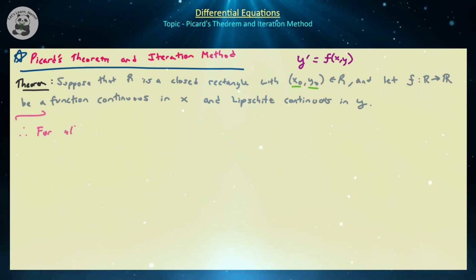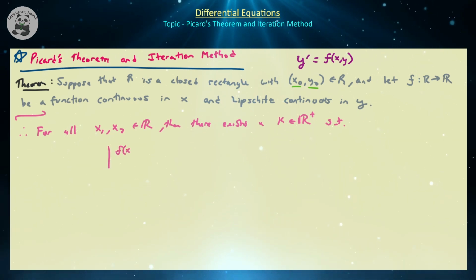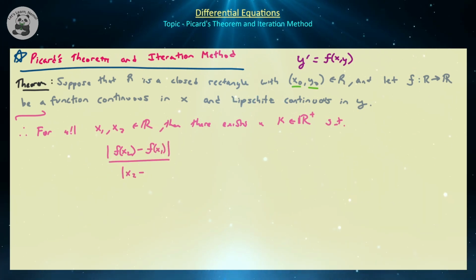That means for all points x1, x2 belonging to R, and of course x1 and x2 need to belong to the domain of f, there exists a real number k, and this real number has to be the same for all x1, x2, and that k must be a positive number such that the following condition holds. The absolute value of f(x2) minus f(x1) all over x2 minus x1 must be bounded above by that number k. And keep in mind that the left side is always bigger than or equal to 0.